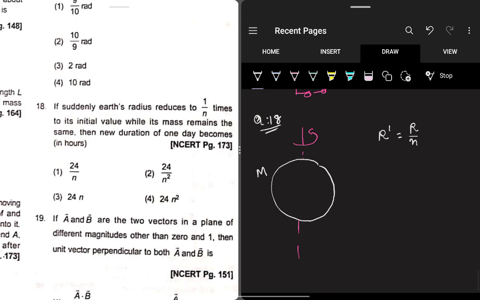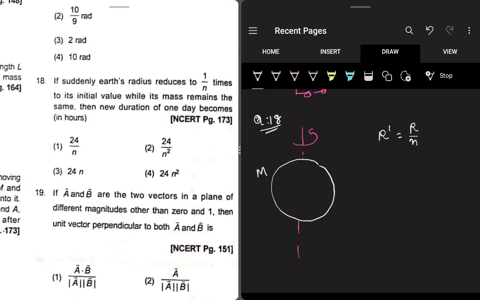So what concept can we apply here? Obviously, conservation of angular momentum, because no other forces are acting on this body. Right now, the duration of the day is 24 hours, but if you reduce the radius of the Earth, it will not remain the same. It will change. That is what they are asking us to find out.